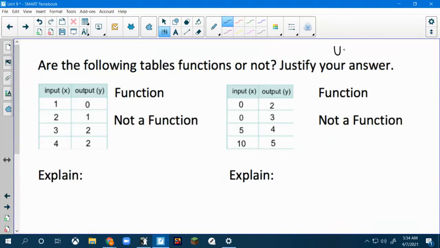Welcome back, Unit 9, Lesson 1, Function Tables, Part 3 of our videos. Are the following tables functions or not? Everything we looked at before was a function. Let's see if we can find one that is not a function.